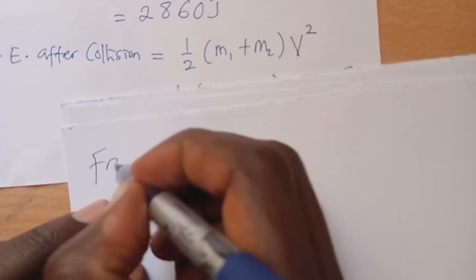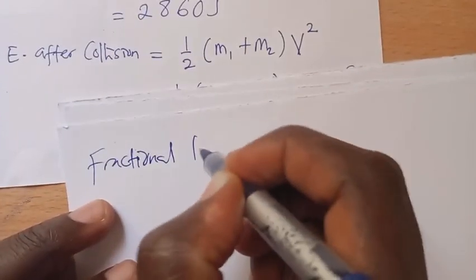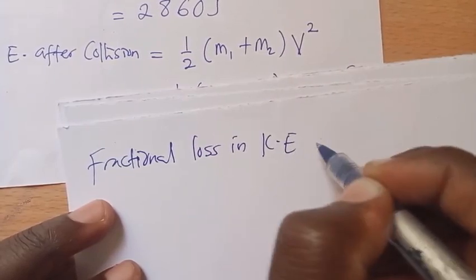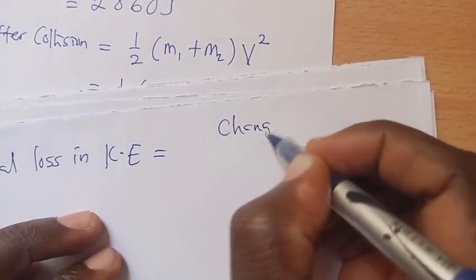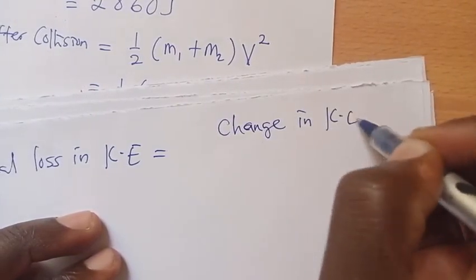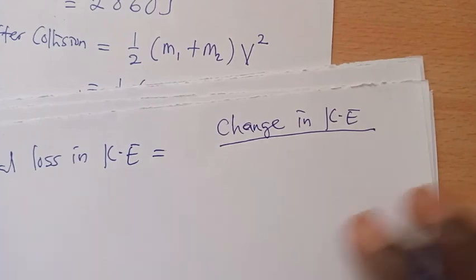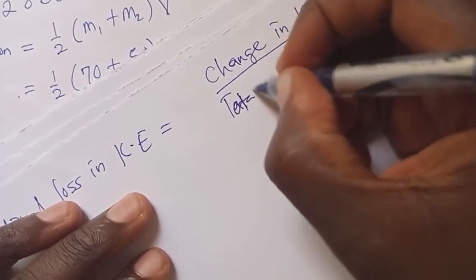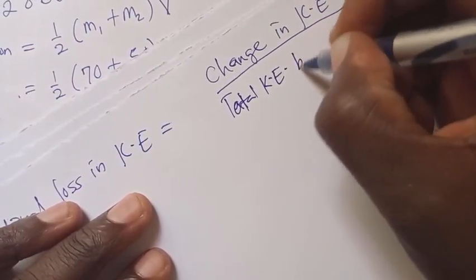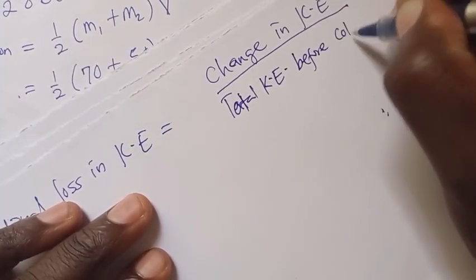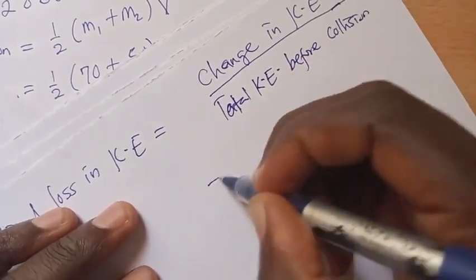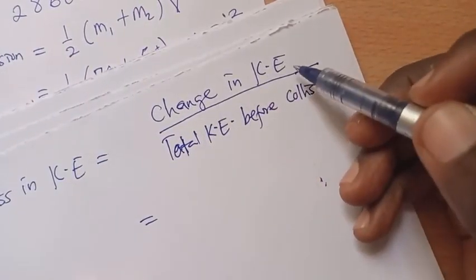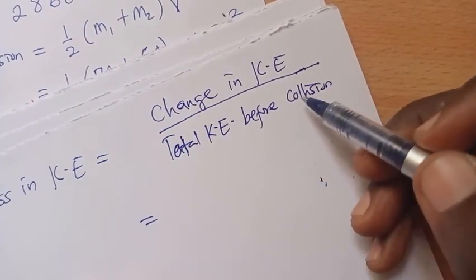Okay. Now, how do we get the fractional loss in kinetic energy? This is what you will do. You say fractional loss in KE is equal to change in KE divided by what? Total KE before collision. Total KE before collision. And this is equal to change in KE divided by total KE before collision.